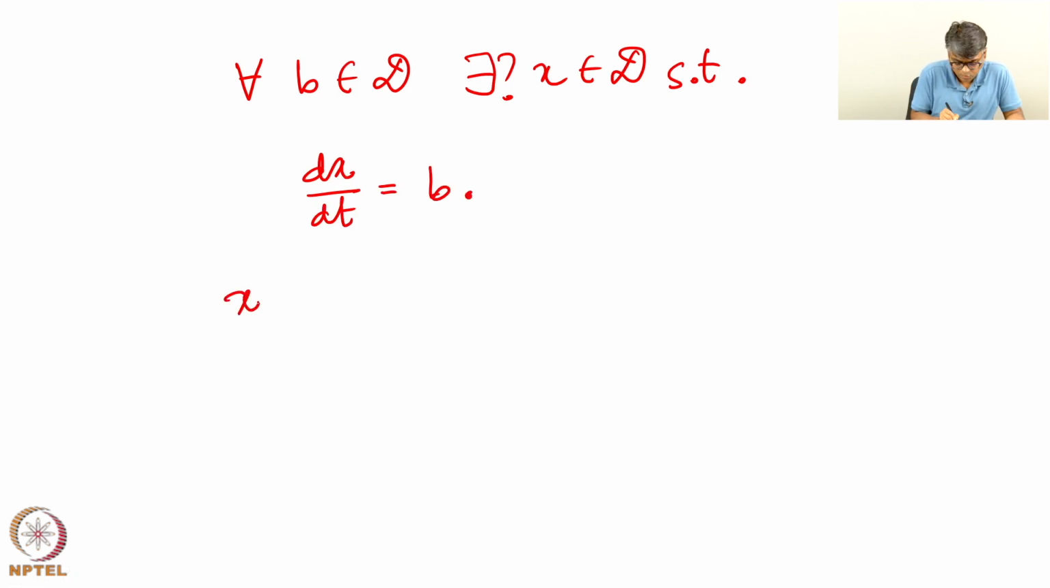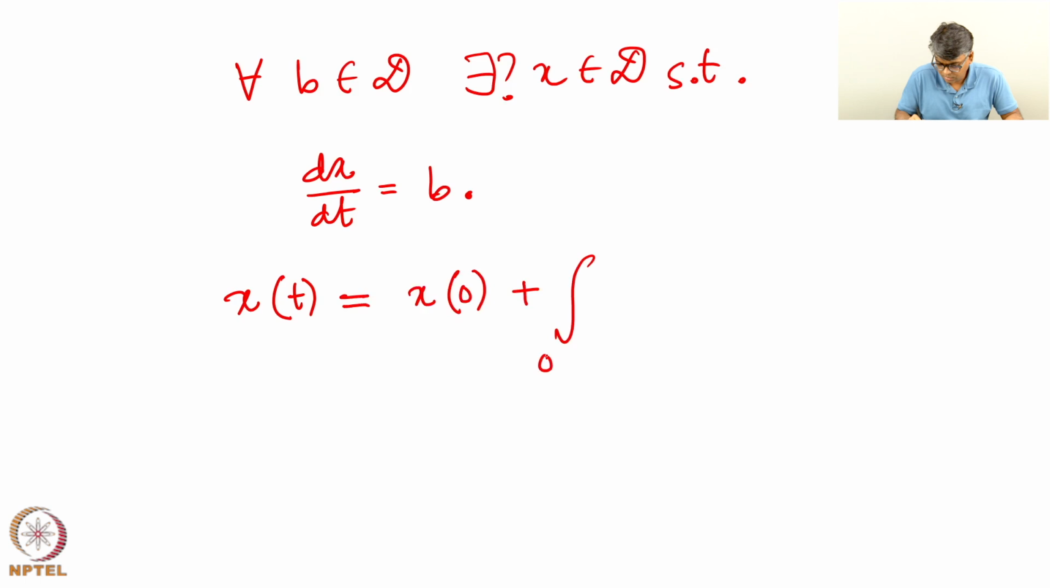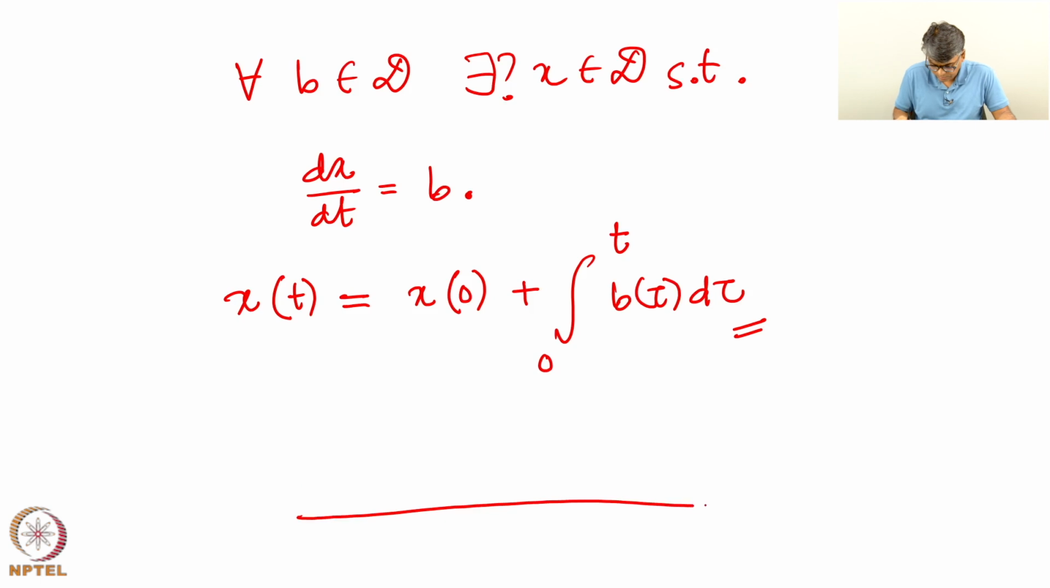Indeed, why? Because what must x(t) satisfy? x(t) is equal to x(0) plus the integral from 0 to t of b(tau) d tau, isn't it? But then if that is so, suppose b is compactly supported. Let us see what is happening through this integral.